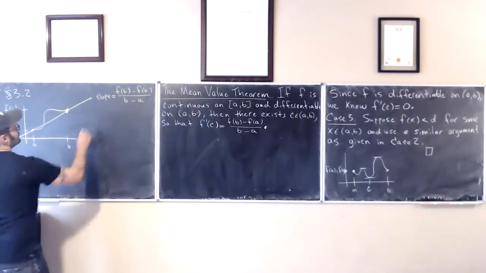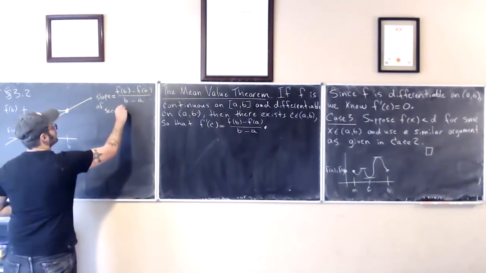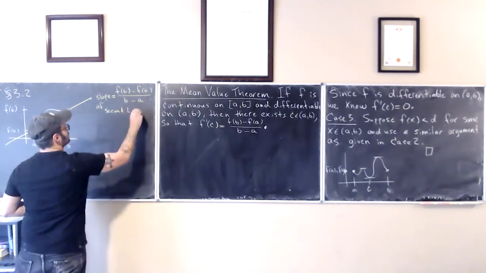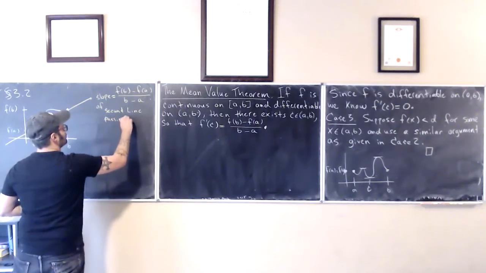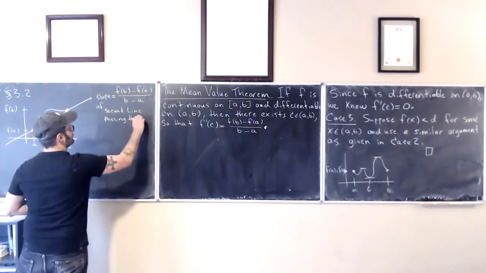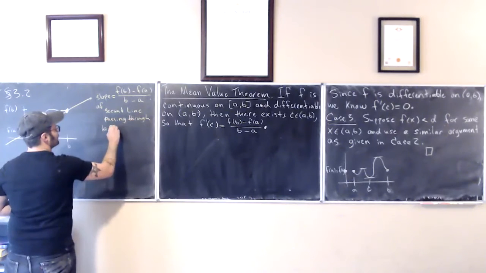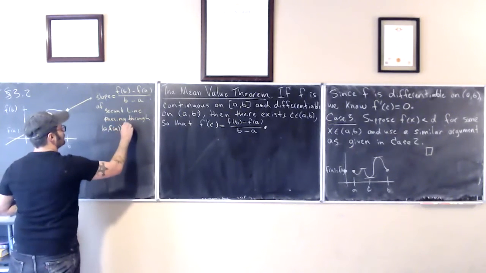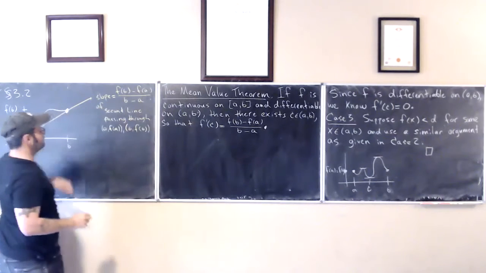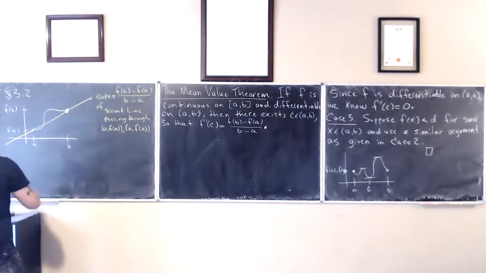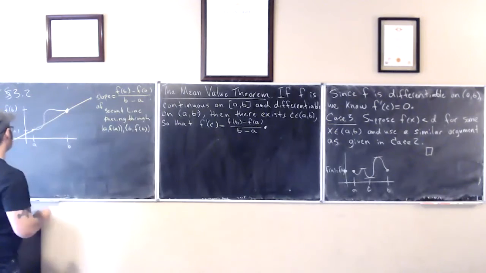So slope of secant line passing through a, f of a, b, f of b. So that yellow line is the secant line passing through these points, and that's the slope of that yellow line.